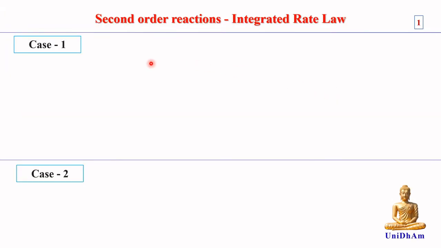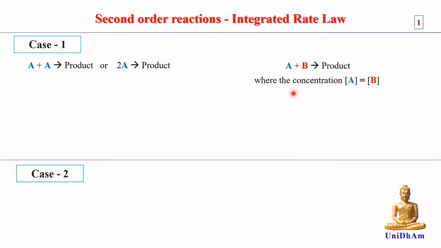Derivation of second order integrated rate law, case 1. In second order reactions, there are two cases. In case 1, A plus A gives product, or 2A gives product. The other type of reaction is A plus B gives product, where the concentration of A is equal to the concentration of B.